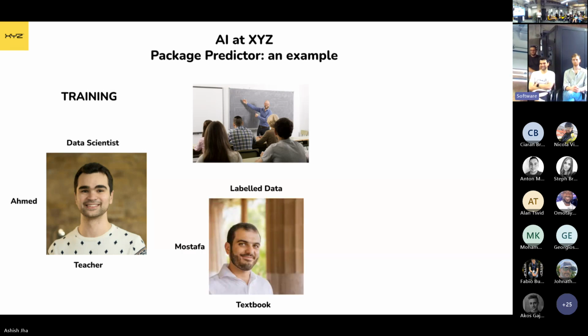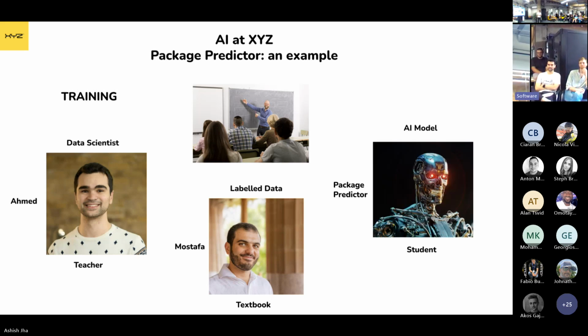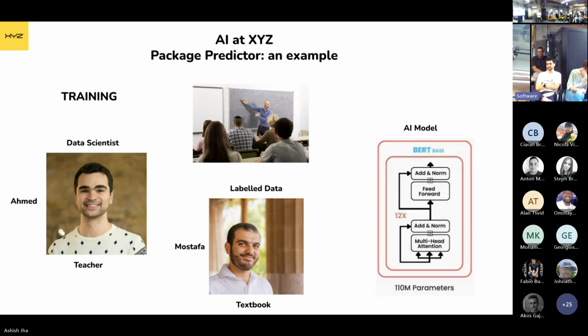We have our label data. I couldn't find a better way of representing label data, but Mustafa, who gives us all of that information between activity names and the packages, he's our textbook. And then we have package predictor, the AI model, which is the student in this case. Now, all of this is symbolic, right? Let's make it more concrete.